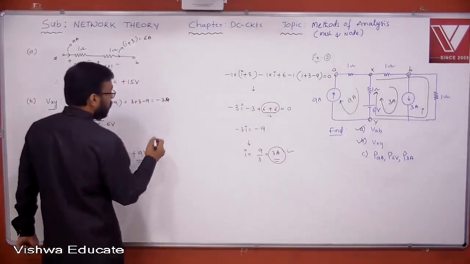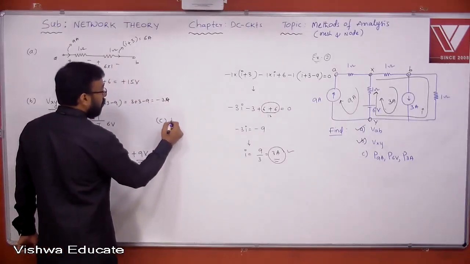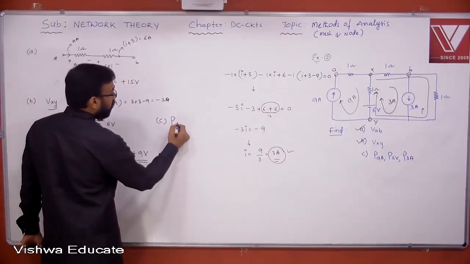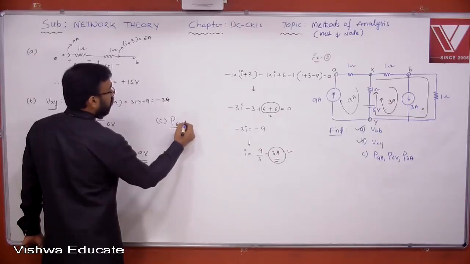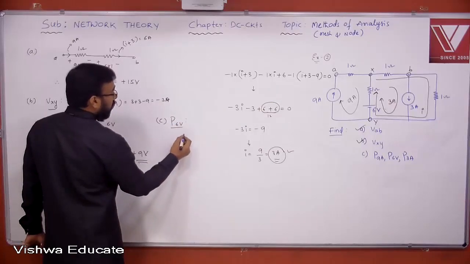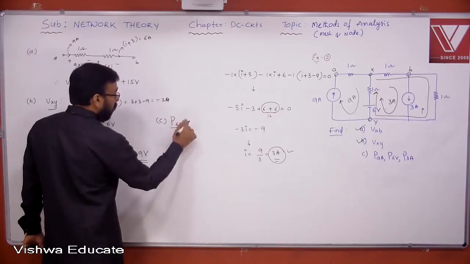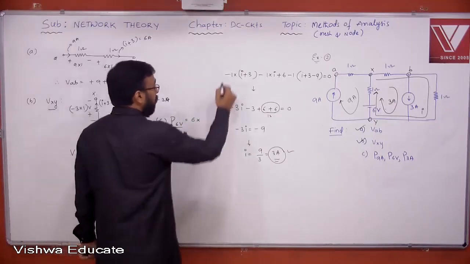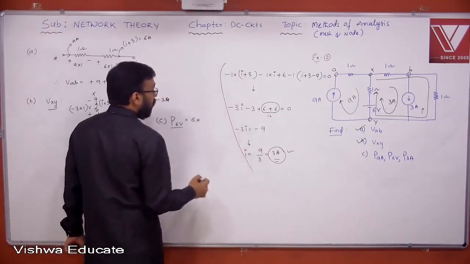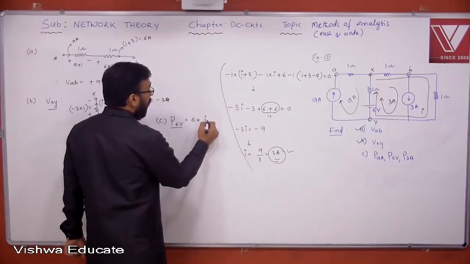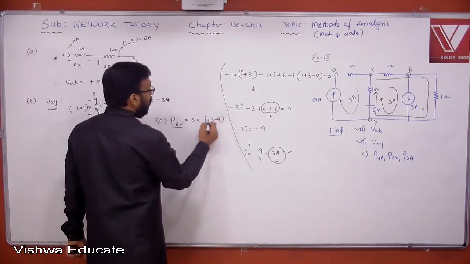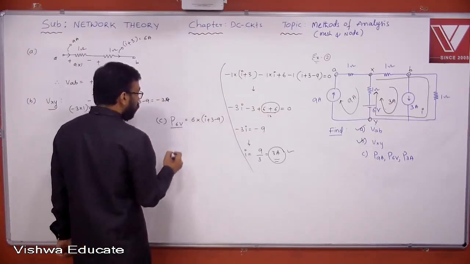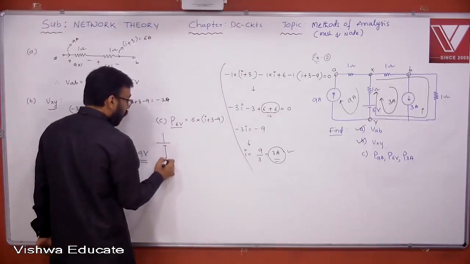Now, C. Power. Power of, first let me go with 6 volt. What is the 6 volts power? It is equal to 6 into the current flowing through that. How much current is passing through it? Tell me. How much current is passing through it? I plus 3 minus 9. Yes or no? But what is the direction of that current? It is upward. Yes or no?